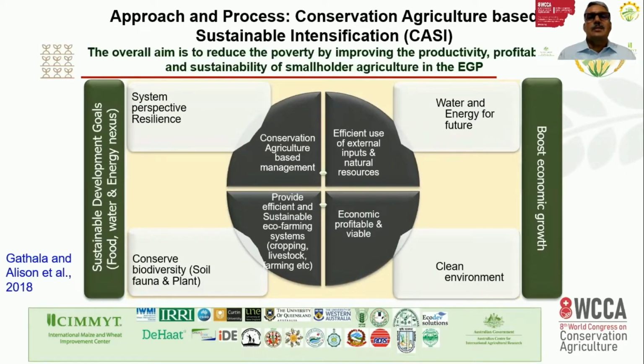The approach and process is conservation agriculture-based sustainable intensification, which is called CASI, with the overall aim to reduce poverty by improving the productivity, profitability, and sustainability of smallholder agriculture in the Eastern Gangetic Plains zones. CASI covers conservation agriculture-based management practices, efficient use of external inputs and natural resources, and is economically profitable and viable. It provides an efficient and sustaining eco-farming system, cropping and livestock farming, which leads to system perspective resilience and saves water and energy for the future. It provides a clean environment and also conserves biodiversity, which is soil, fauna, and plants, and that contributes to achieving the sustainable development goals of the food, water, and energy nexus, and boosts the economic growth of the region.